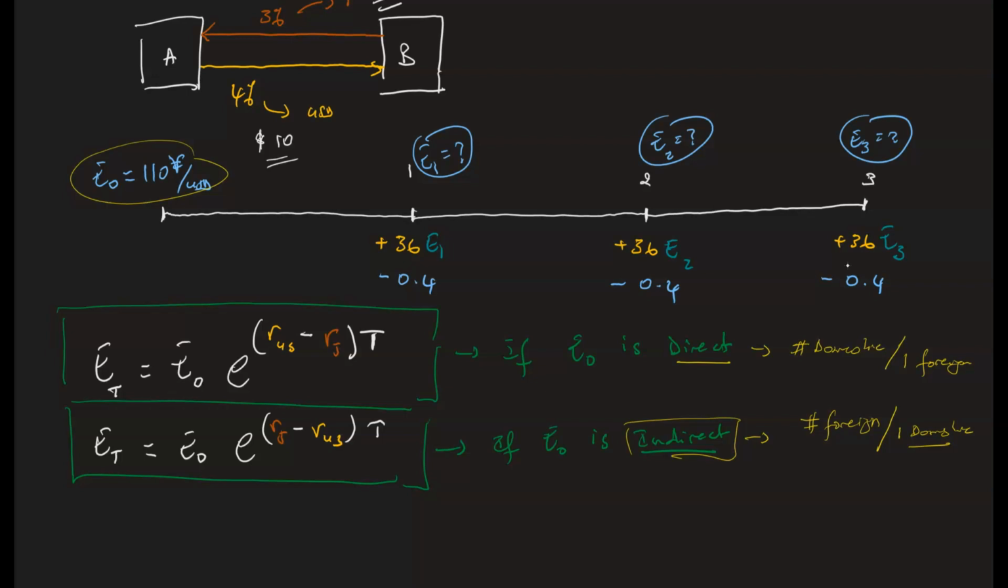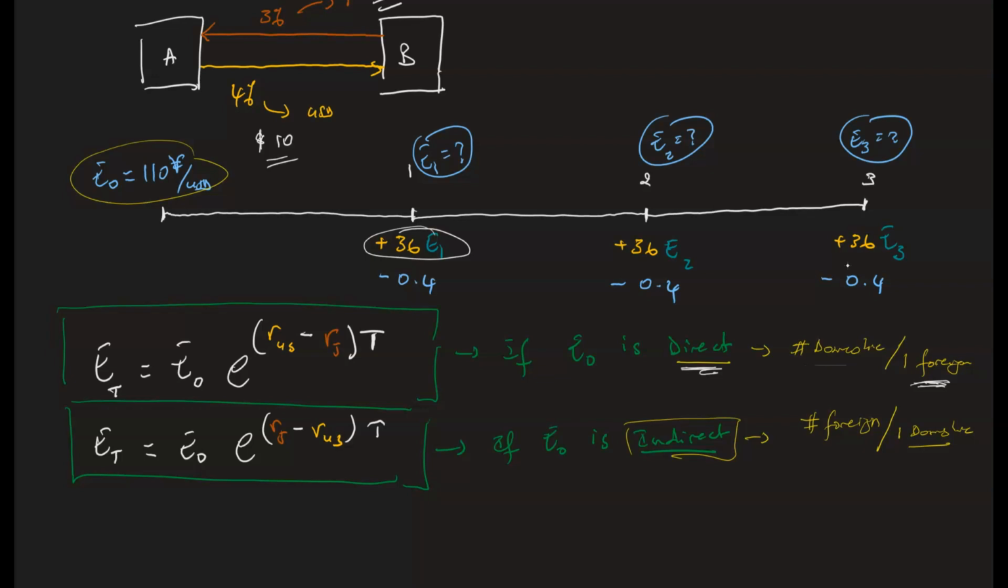Now, because we're going to convert our receipt of Japanese yen to US dollars, we really want to work with the direct quote, because we need to know how much domestic currency we get for each unit of foreign currency that we are receiving. We're receiving 36 million of the foreign currency, and we want to know how much that is in the domestic currency. So we really are interested in the direct quote.